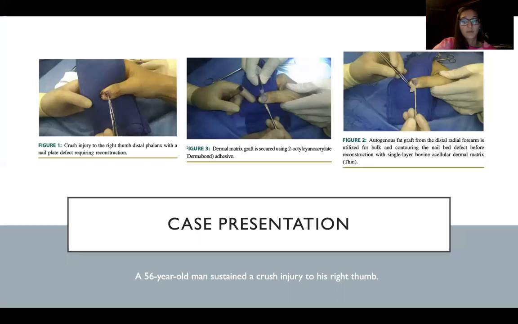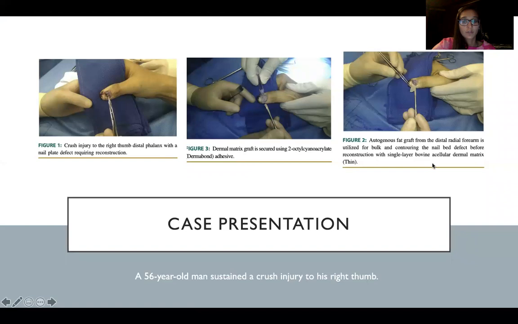Okay, so finally, I will conclude this with a case presentation. This is a 56-year-old man who sustained a crush injury to his right thumb. In figure 1, you can see a crush injury to his right thumb distal phalanx with a loss of a portion of his nail and nail bed injury, not responding to primary repair.